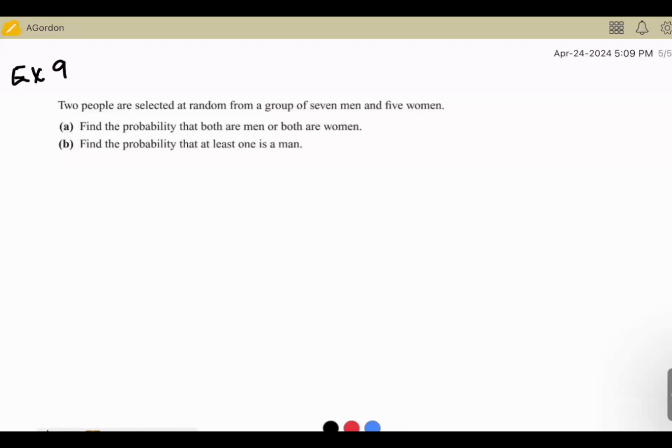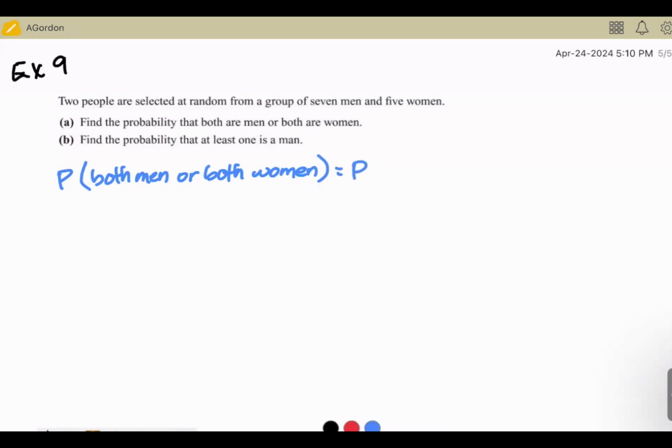All right, so we want the probability that both of the people chosen at random from this group are men, or they're both women. That would be the probability that we choose 2 men plus the probability that we choose 2 women. So probability of both men plus probability of both being women.